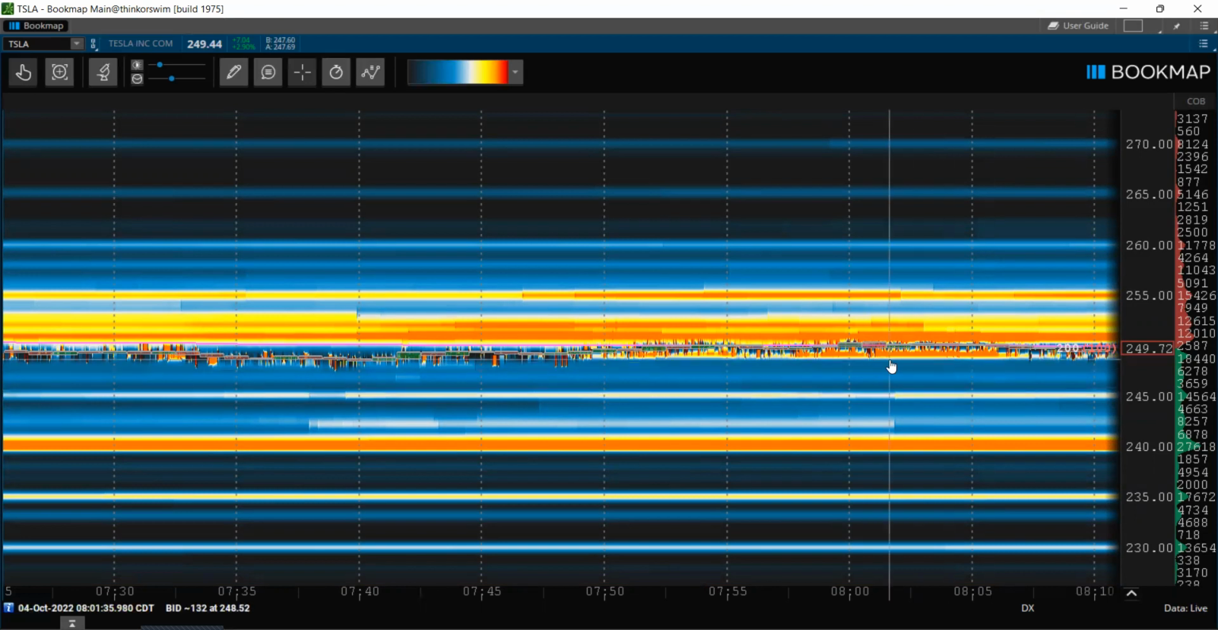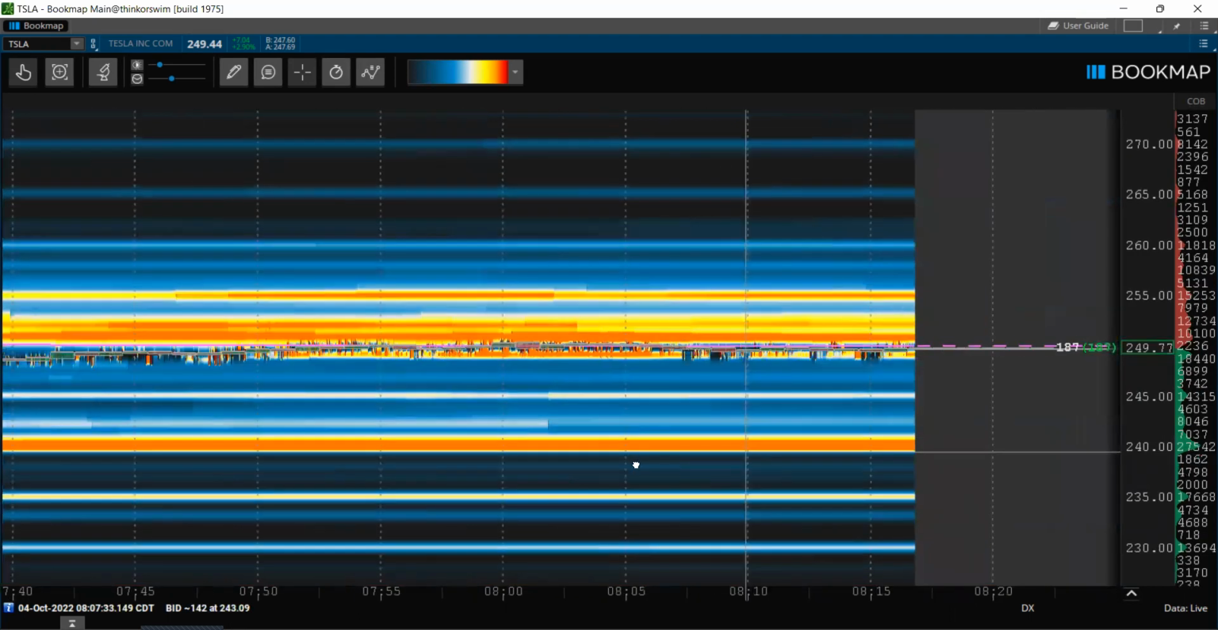So with that said, this is Tesla here in the pre-market. We had some nice liquidity up here at 250 and also 255, and then also a ton of liquidity down here at 240. So again, these are the major areas that we're expecting Tesla to potentially get to today. Let's get into the market open.